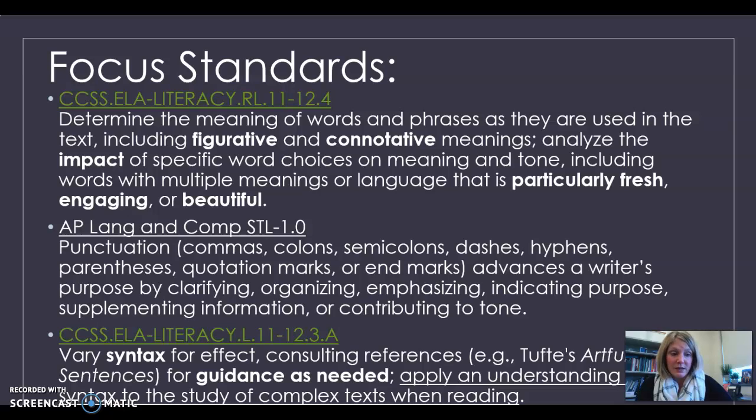And the final standard, again, we'll be looking at in class, is to vary syntax for effect, consulting references, for example, Tufte's Artful Sentences, or in class, In Praise of the Humble Comma, which we'll be reading together, for guidance as needed. Apply an understanding of syntax to the study of complex texts when reading. So at this point, go ahead and pause your video and take a moment to record these standards in your note-taking sheet, please.